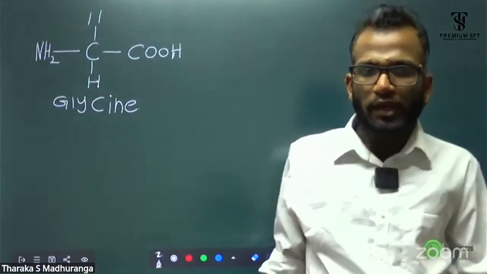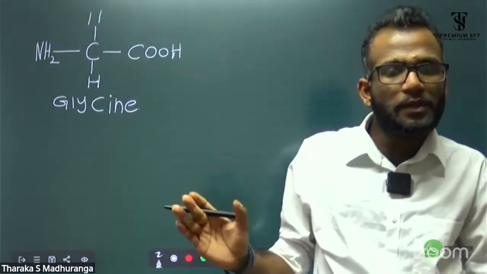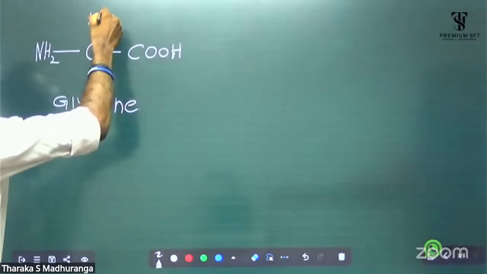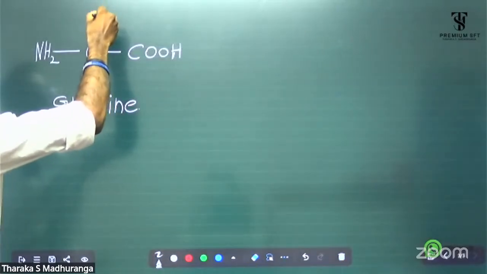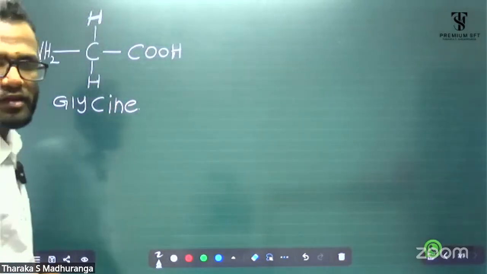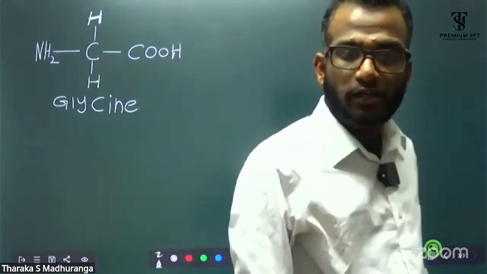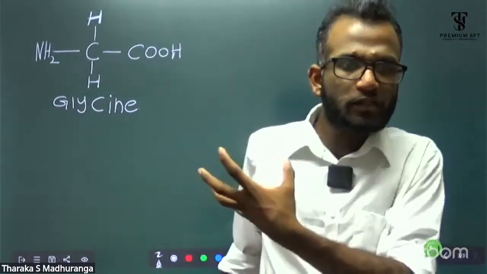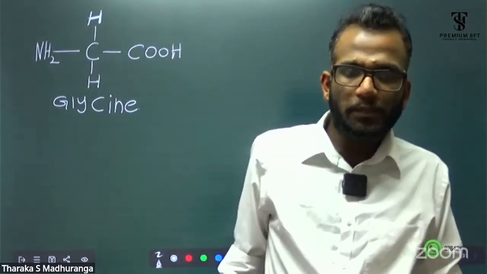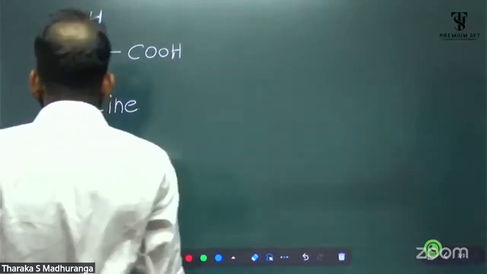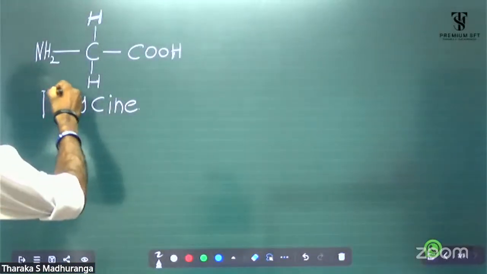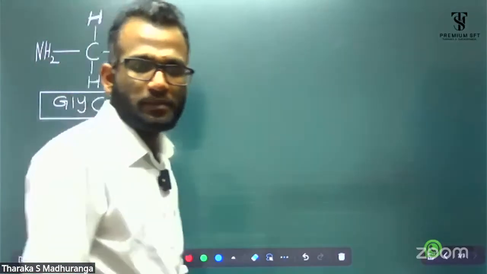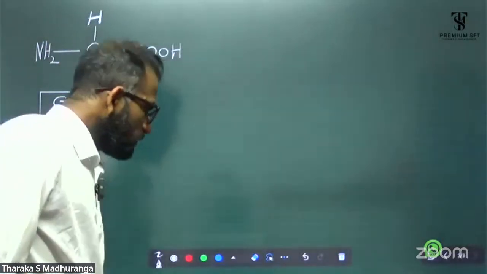That is why it is the simplest amino acid in the world, because it doesn't have an R carbon chain. R is replaced by another hydrogen. Okay, this is the simple structure of glycine. It has a very simple R carbon chain. This is glycine.